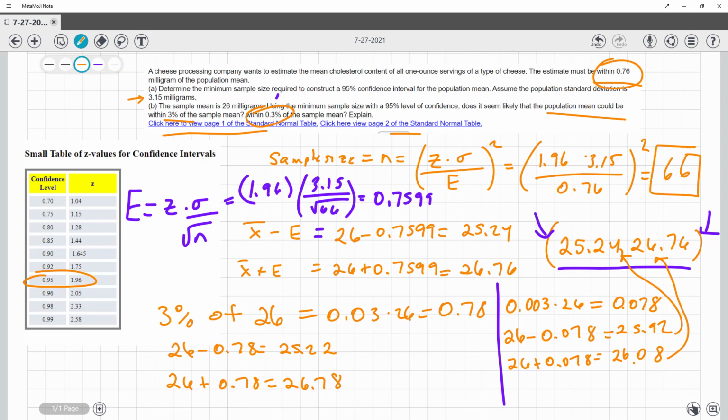So that last part is probably the more confusing part, but you're just taking 3% and then 0.3% of the mean and seeing, does it match within your interval? And that's it.